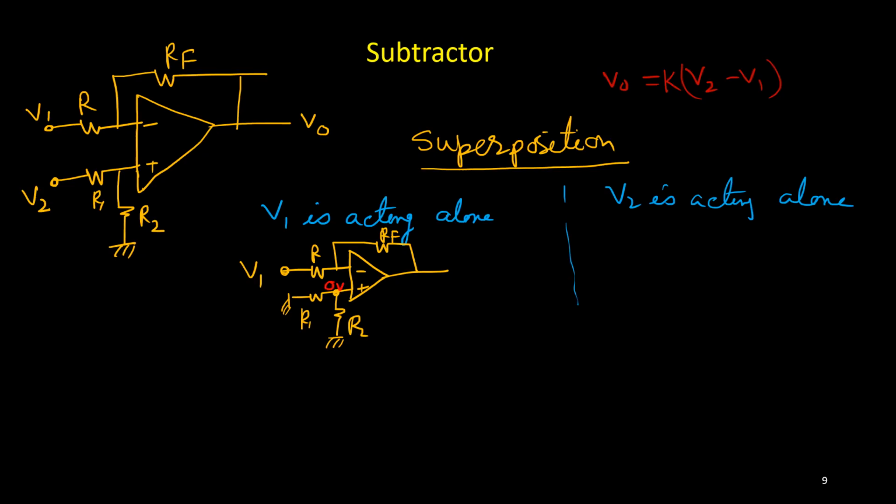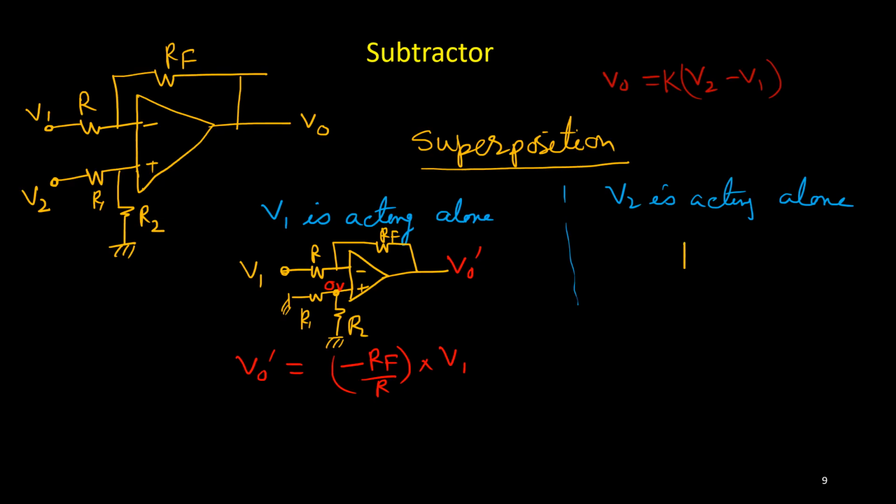So if the non-inverting terminal is 0 volt and V1 is applied at the inverting terminal, it is basically an inverting amplifier with gain minus RF by R. If I say this is your V0 prime, what is V0 prime? Simply I can write minus RF by R, the inverting gain, multiplied by the input voltage V1. It's over, right?